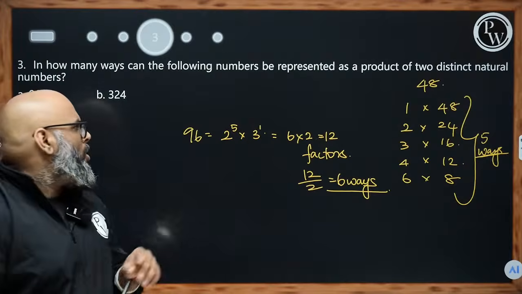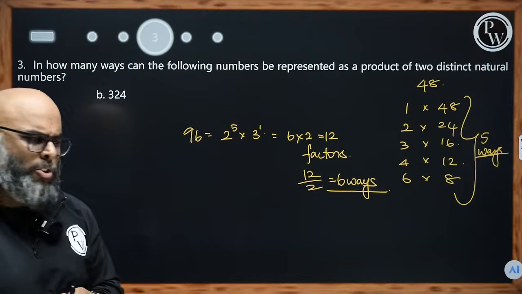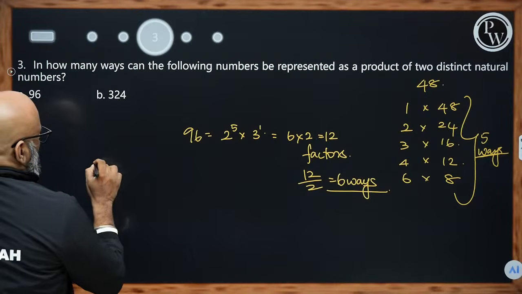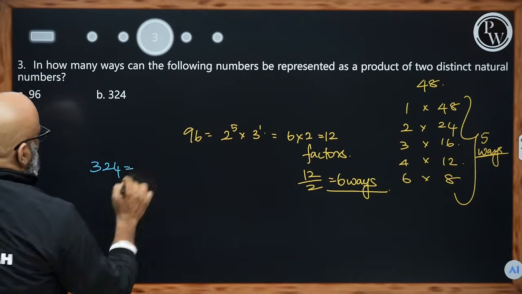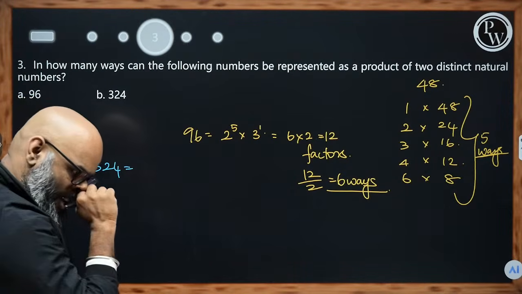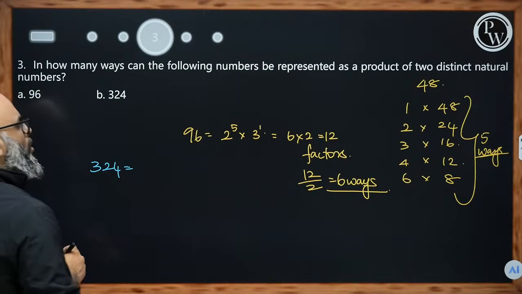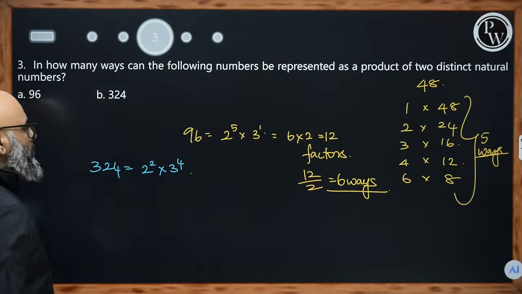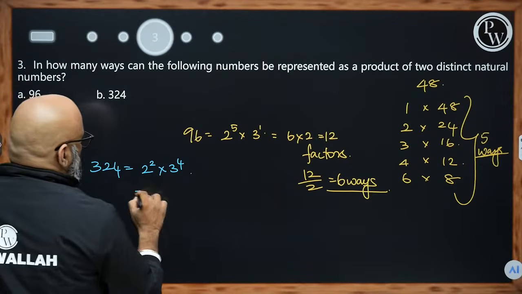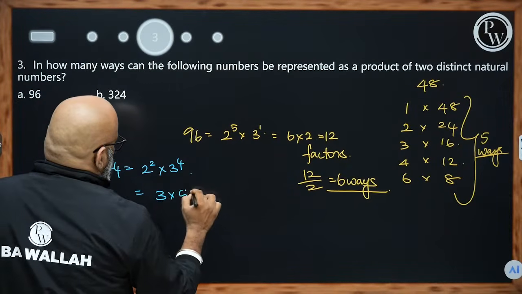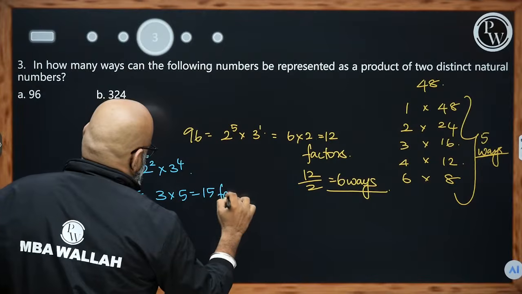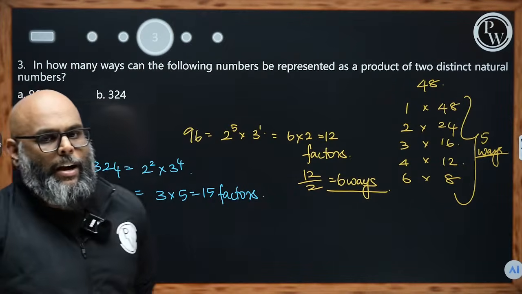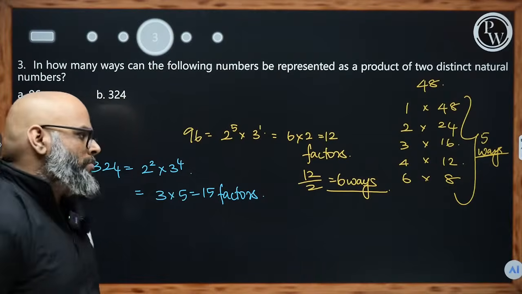Right. We'll go to 324 now. Then think about 324. So what does 324 do now? 324 is 18 square. 18 square is 2 into 3 square, the whole square. That is 2 square into 3 to the power 4. Or I can write this as 3 into 5, 15 factors.